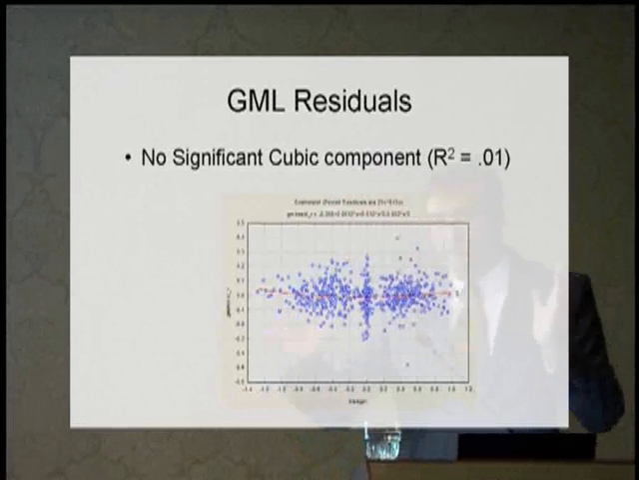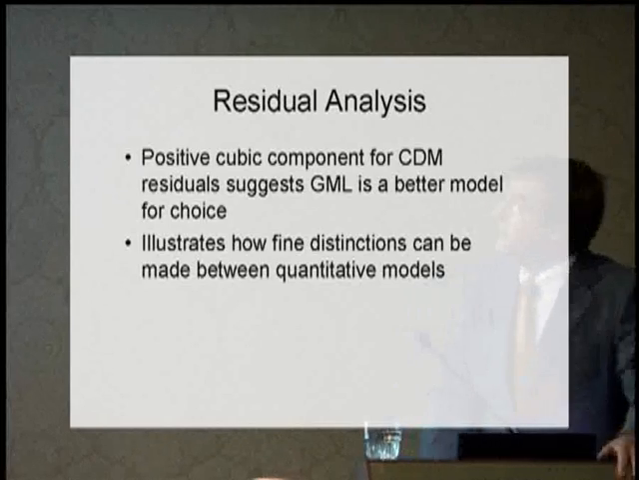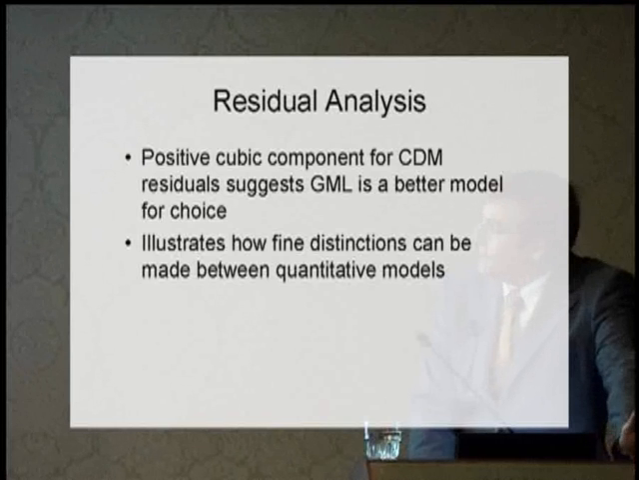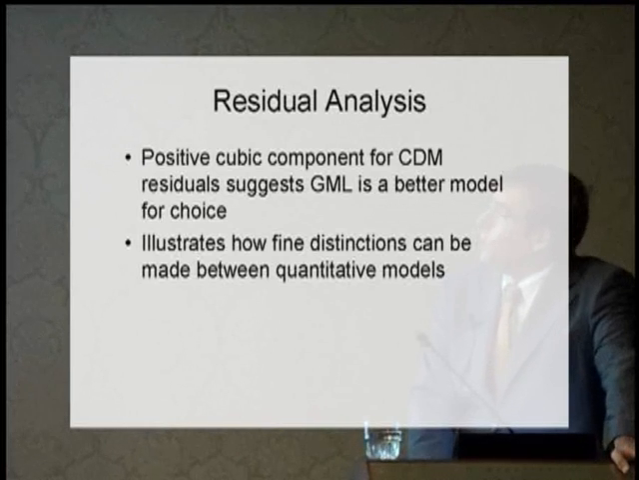So the results of this small-scale study, I'm not claiming that the generalized matching law is necessarily going to win if we continue to look at more data sets. I simply wanted to illustrate that you can make some very fine distinctions between models that can mimic each other's predictions very closely by carefully examining residuals and seeing if the patterns predicted by one model are found in the residuals of a competing model. So, a positive cubic component for the contingency discriminability residuals suggests the GML is a better model for choice. It illustrates how fine distinctions can be made between quantitative models.